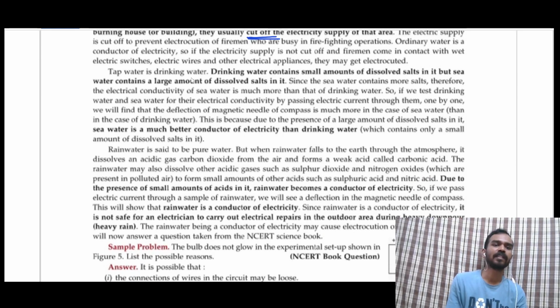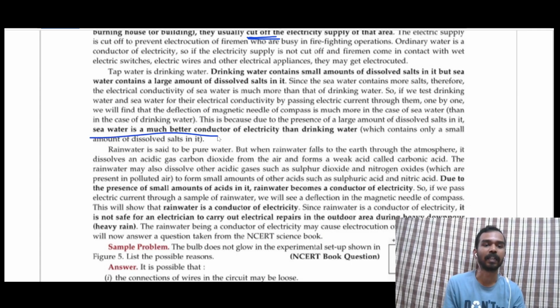So, tap water is drinking water. Drinking water contains a small amount of salt. But seawater contains a lot of salt. That is why seawater is a better conductor of electricity than drinking water.